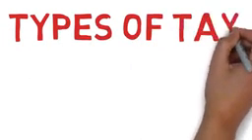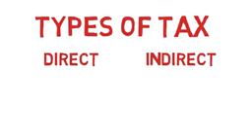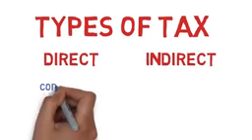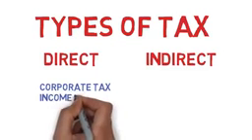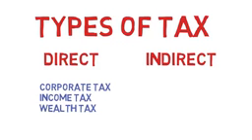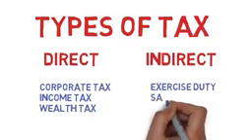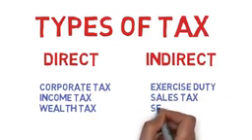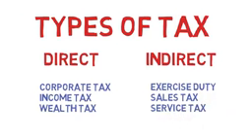There are actually two types of taxes. One is direct tax and the other is indirect tax. The direct tax is one whose liability cannot be shifted to someone else, like corporate tax, income tax, wealth tax, etc. But indirect tax is a tax whose liability can be shifted to someone else. It is central excise tax, sales tax, services tax, etc.